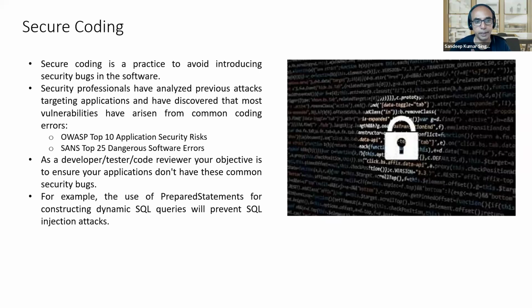So as a developer, tester, or code reviewer, your objective should be to ensure your application doesn't have any common security bugs. There are tools called SAST tools, static application security testing tools, or static code analysis tools. You can utilize them to quickly scan through millions of lines of code because as a human you cannot cover a larger code base on short notice, right?